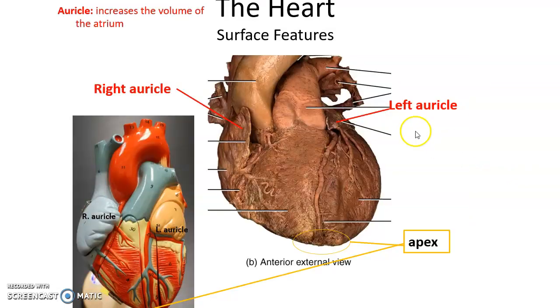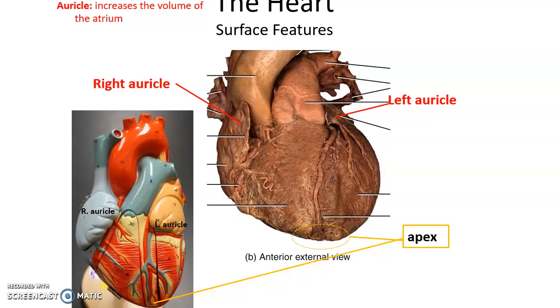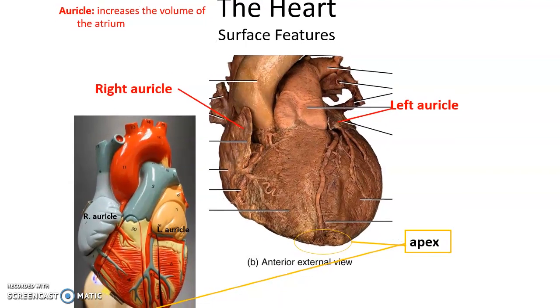If you look on the surface of the heart, you can see that it ends with a little bit of a point. That point is the apex. And then also on the surface are these little flaps that are part of the heart. They are called the auricles. So we have a right auricle and a left auricle. The function of the auricles is to increase the volume of the atrium. The right atrium's volume is increased by the right auricle, the left atrium's volume is increased by the left auricle.